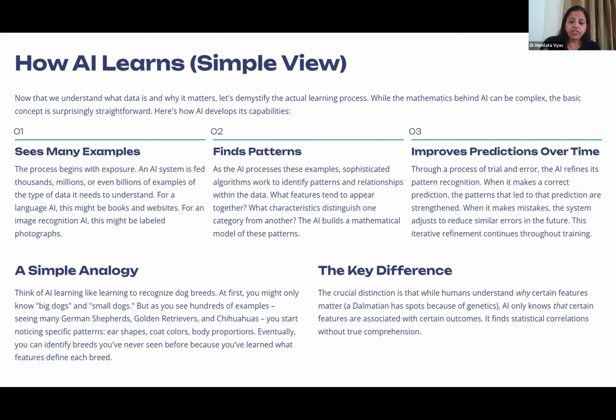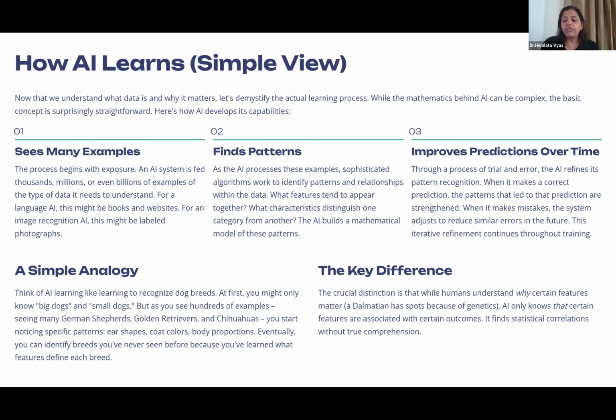Once it classifies the dog, it comes to other patterns like ear shapes, coat color, and body proportion. Eventually it is able to identify even breeds that it has never seen before, whether this dog is a German Shepherd, a Golden Retriever, or a Chihuahua. So it is able to analyze and improve its prediction over time.